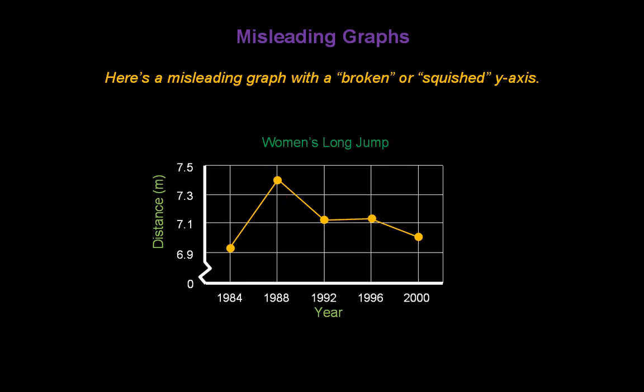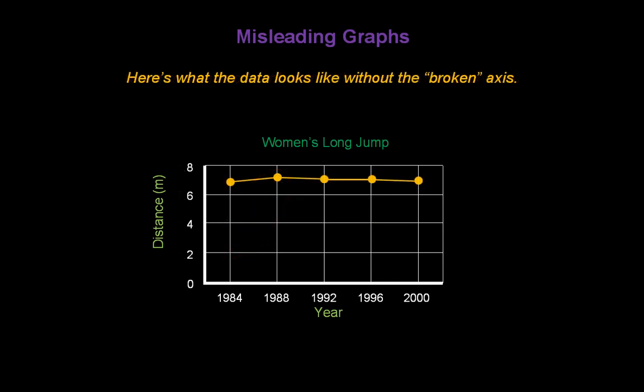It looks like there was a huge difference in the women's long jump distances between 1984 and 1988. If we actually made this graph not squished with the 0 at the bottom, it would look like this. And yes, there is a difference between 1984 and 1988, but it's not as dramatic as the misleading graph made it look.